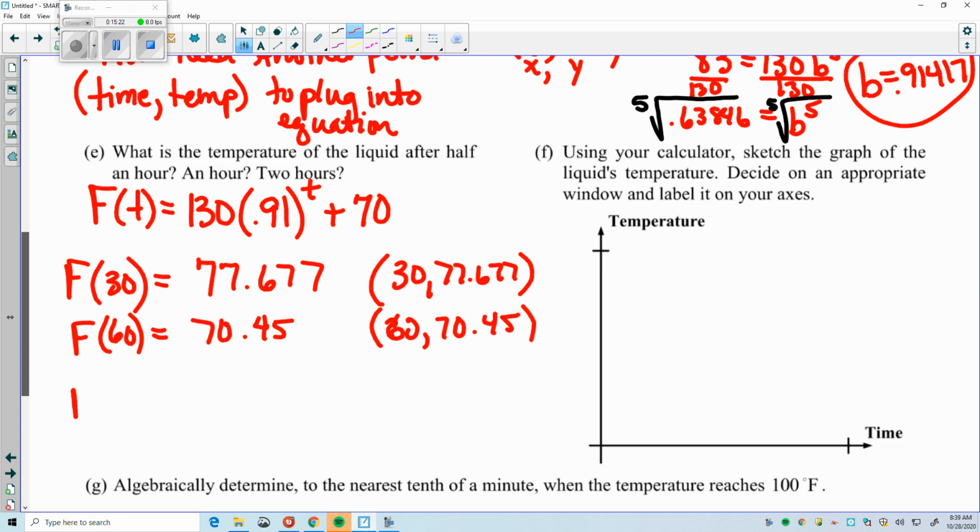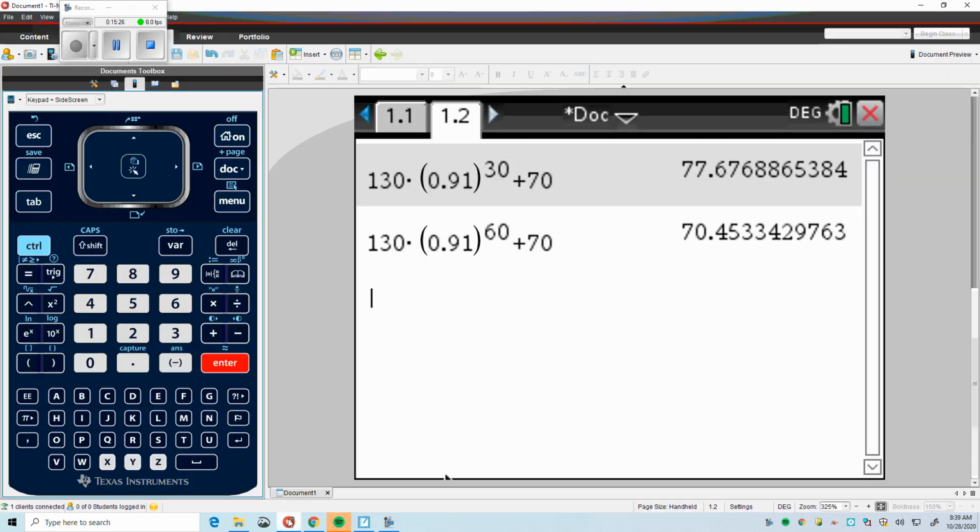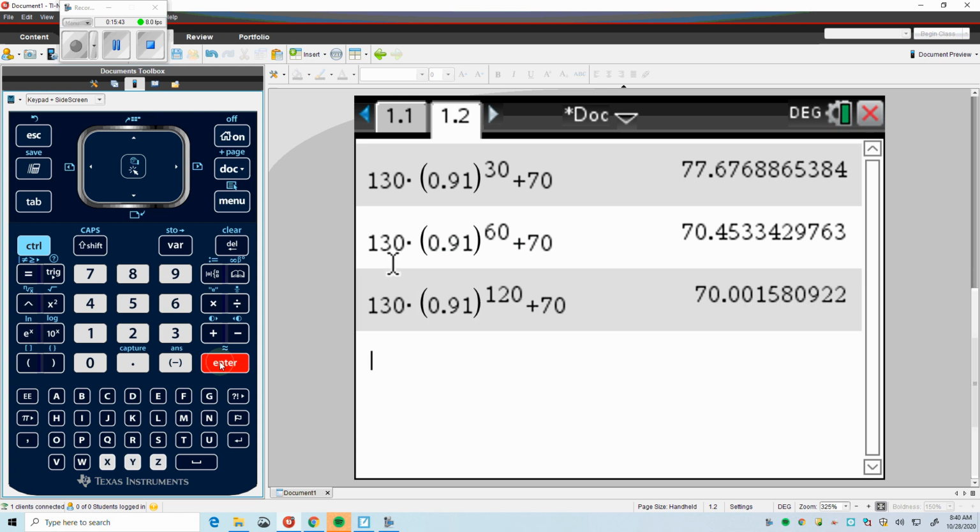And now after 2 hours, so 2 hours should be a total of 120 minutes. So let's see what happens. Same idea. I can go back up and I can copy. Press enter. And again, I'm going to change this now so that this is 120 minutes. And we get even closer. But notice again, this is not 70. It's 70.00158.